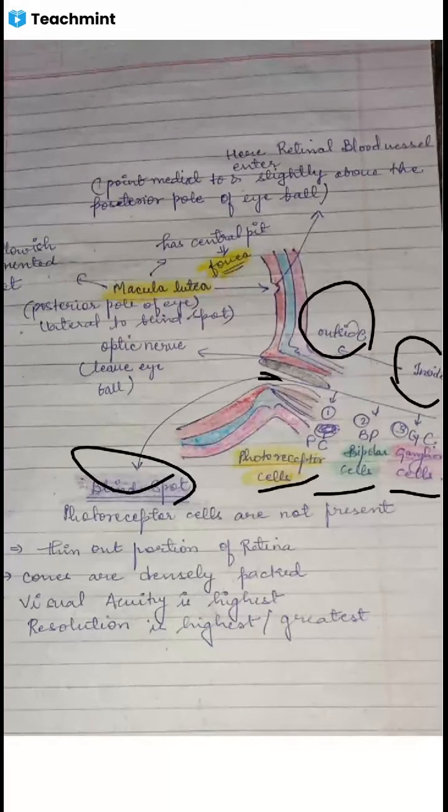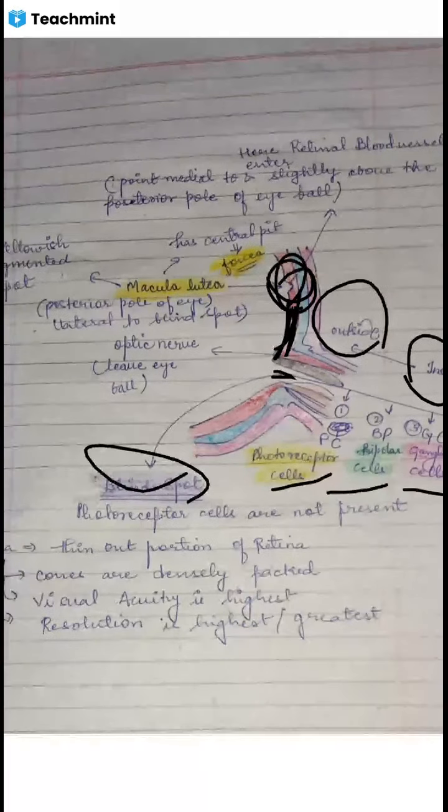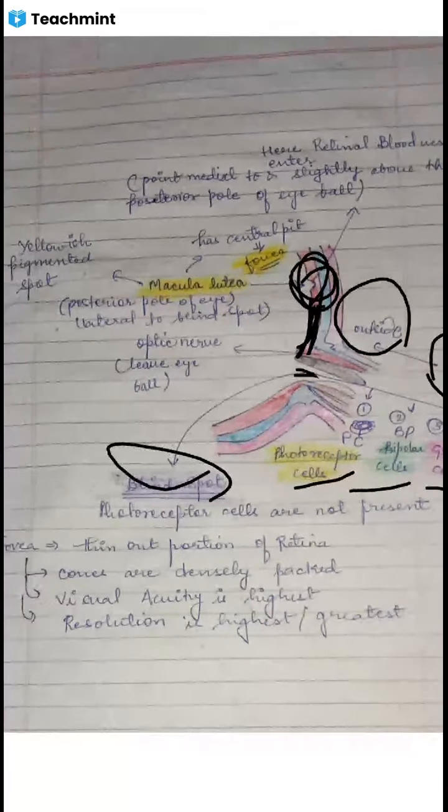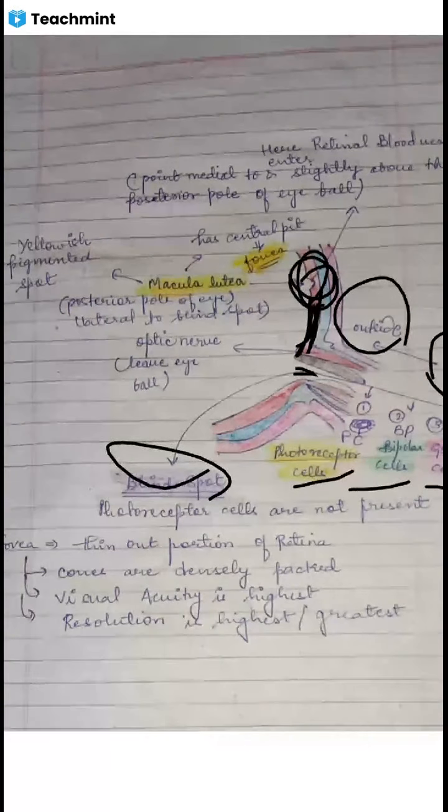Macular lutea is a position which is posterior. This portion is the posterior pole of the eye, lateral to the blind spot. Means the lateral position is this, lateral to the blind spot and optic nerves. And here it contains a yellowish pigment. This macular lutea is a yellowish pigmented spot, and it has a pit. It has a central pit which we call the fovea.